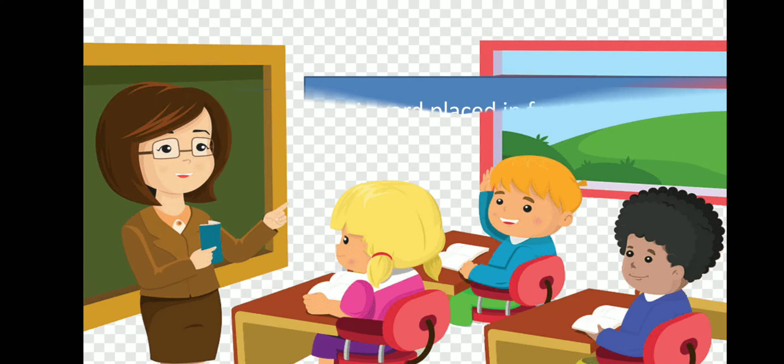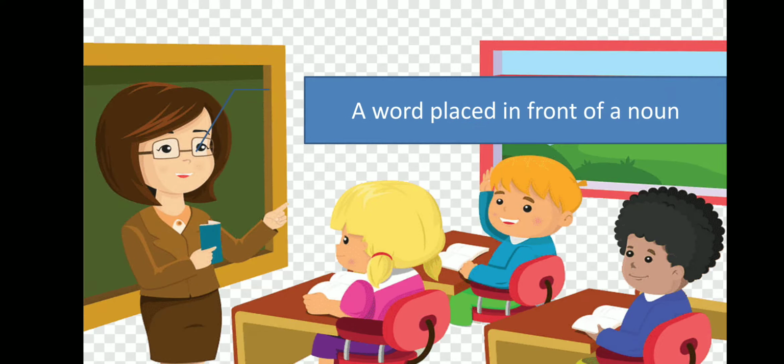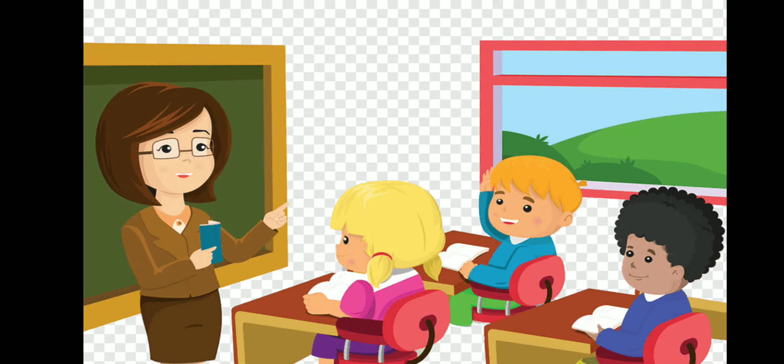First of all, keep this in your mind. What is a determiner? A determiner is a word placed in front of a noun. And what is a noun? A noun is the name of a person, place or thing. So now it is clear, students. The words that are placed in front of a noun are called determiners.